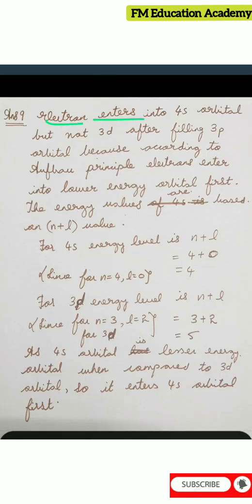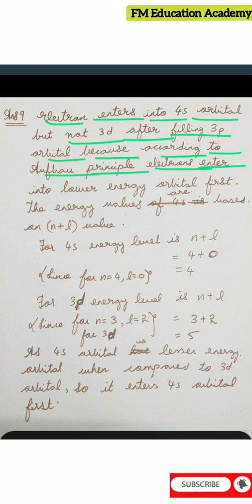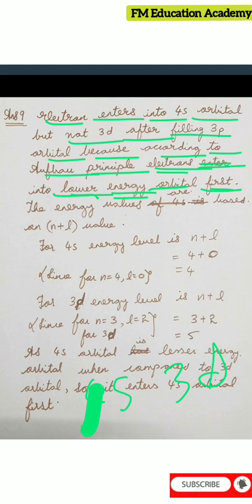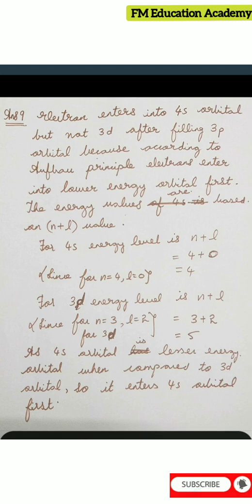So electron enters into 4s orbital but not 3d after filling 3p orbital because according to Aufbau principle, electron enters into lower energy orbital first. The orbital which has lower energy, that orbital electron will enter first. So here, why is it entering 4s first and not 3d? Because 4s has lower energy than 3d.